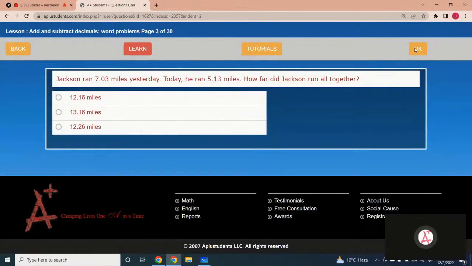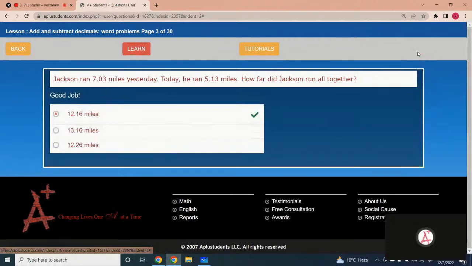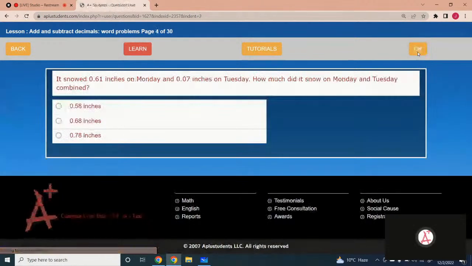Okay, Jackson ran 7.03 miles yesterday. Today he ran 5.13 miles. How far did Jackson run altogether? So you have to add them. Got it? So when you add them, the answer is 12.16. The correct option is 12.16. Just select the correct option and click on the OK button.